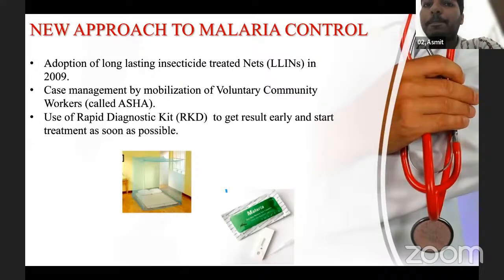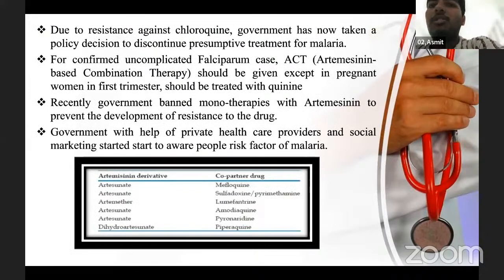Next. Due to resistance against chloroquine, the government has now taken a policy decision to discontinue presumptive treatment of malaria, as chloroquine-resistant malaria is now present in India.